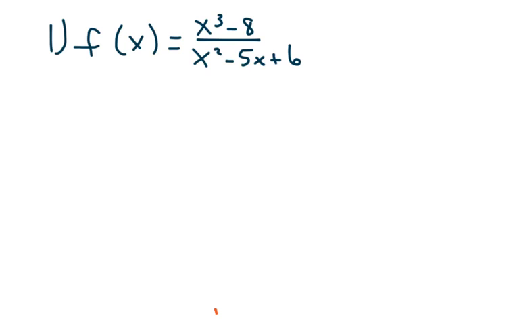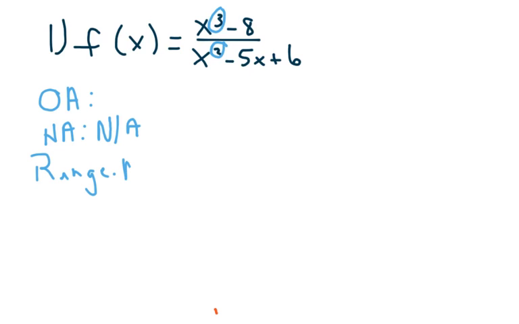And right away, when I'm looking at this, I notice that my degree in the numerator is 1 higher than the degree in the denominator. So that means I'm going to have an oblique asymptote. Don't know what it is yet. I am not going to have a horizontal because you can't have both. So no horizontal. I don't have to deal with the range since I have an oblique. So I'm going to write that as non-applicable, and I've answered a lot of questions already.